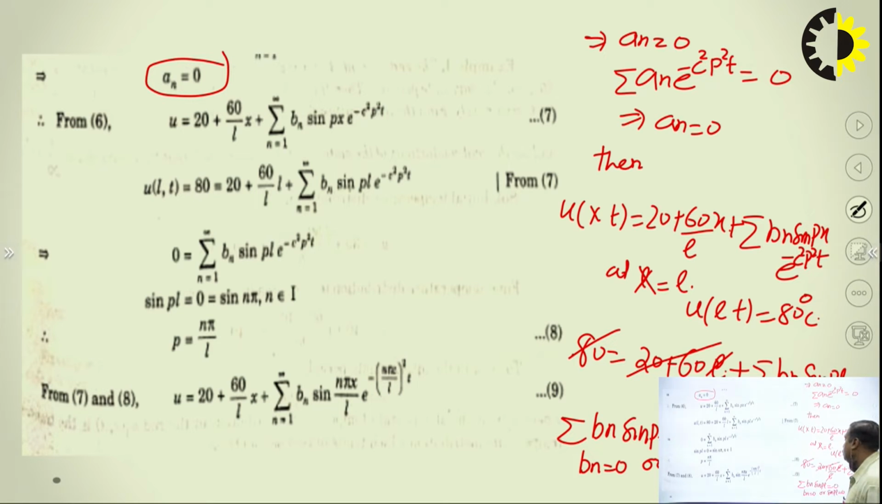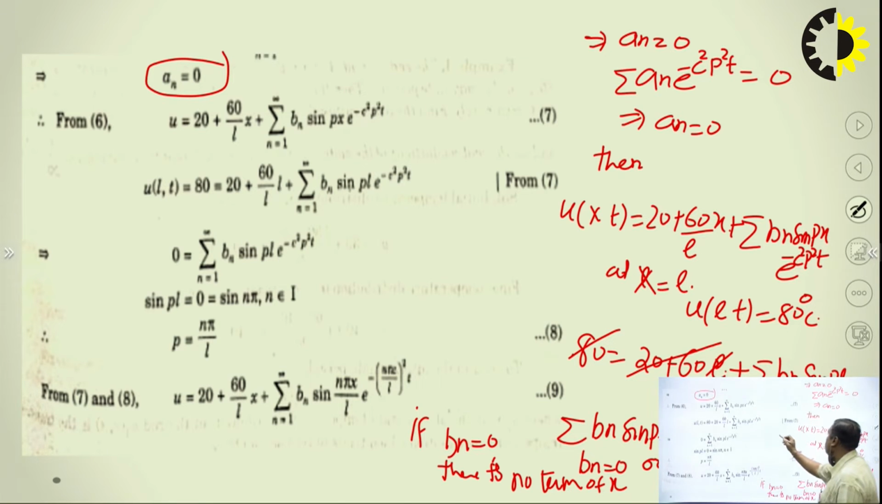If Bn = 0, there is no term of x. There were two terms for x, one an and one bn. an is already 0, and if we take bn as 0 then the factor of x itself will vanish. x having no factor, but in our solution there remains the factor of x. Therefore, it is necessary that sin PL = 0.